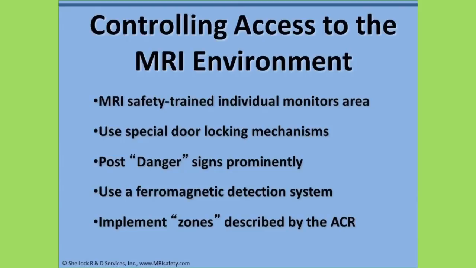Other techniques that may be used to control access include the use of special door locking mechanisms to regulate entry into the room and to display danger signs that should be located in and around the MRI entrance. Some MRI facilities utilize special ferromagnetic detection systems that are capable of identifying ferromagnetic objects in order to control access into the MRI setting. Also, certain MRI centers implement the zone method of controlling the MRI setting, as described by the American College of Radiology.